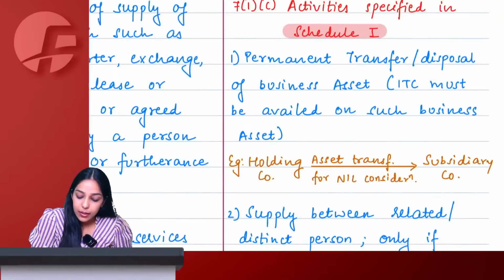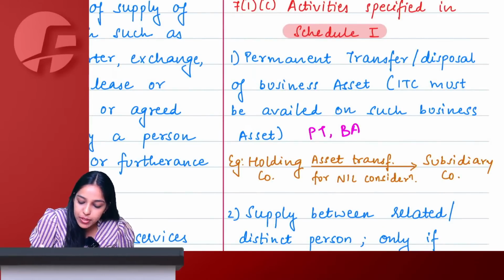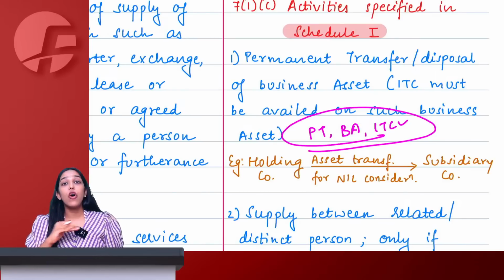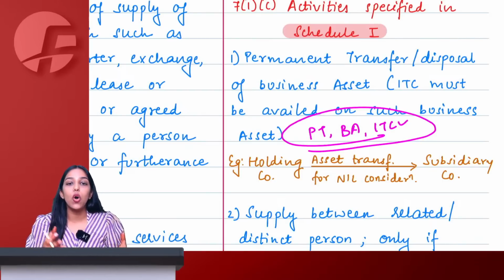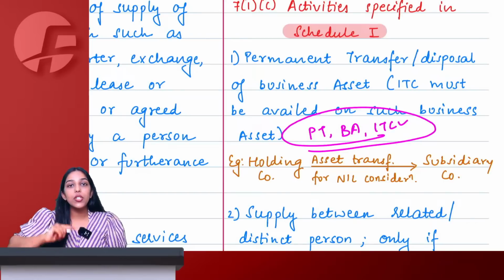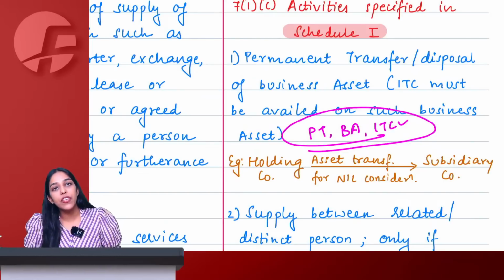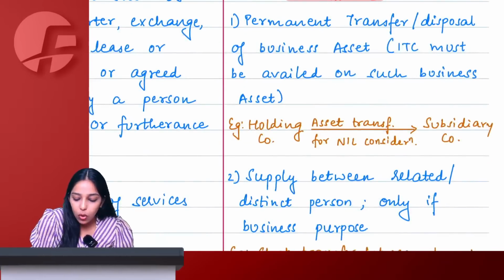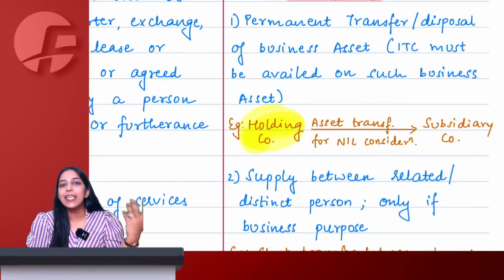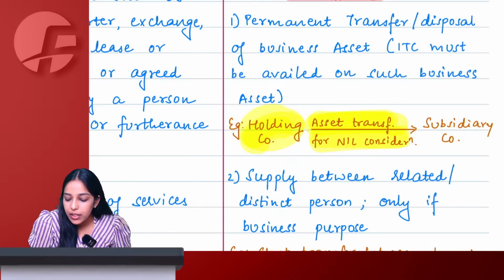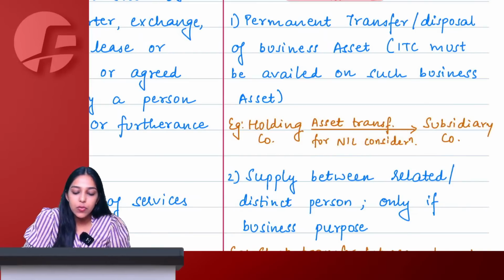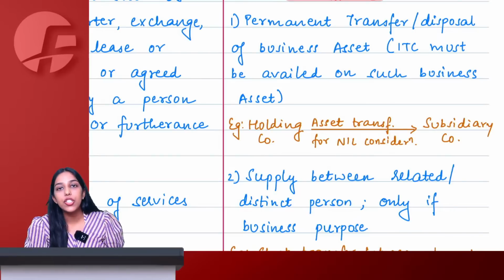Para number 1 says permanent transfer of business asset on which ITC is availed. If you are permanently, for free, without any consideration, selling or disposing or transferring any business asset on which you had availed ITC at the time of purchase, then it is going to be supply under GST. Let us say a holding company, while purchasing assets, had taken ITC and now they are transferring this asset to their own subsidiary company free of cost, for nil consideration. This will also be considered as supply under GST.